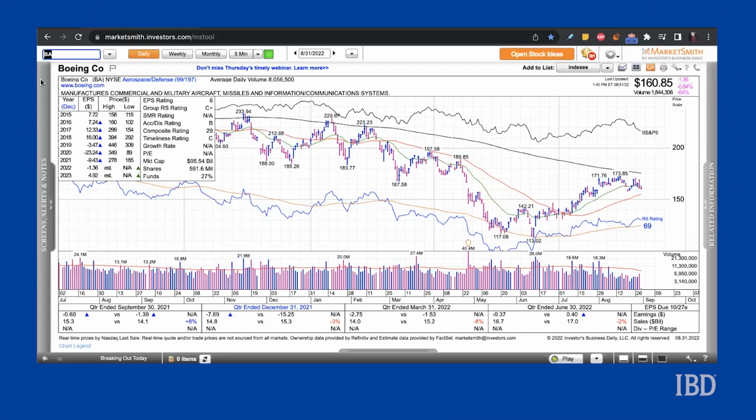Hey option traders, for today's trade we are looking at an option play in Dow Jones stock Boeing. So looking at BA on MarketSmith, we can see that it's moved up to resistance around its 200-day line, but has failed to reclaim this price area.